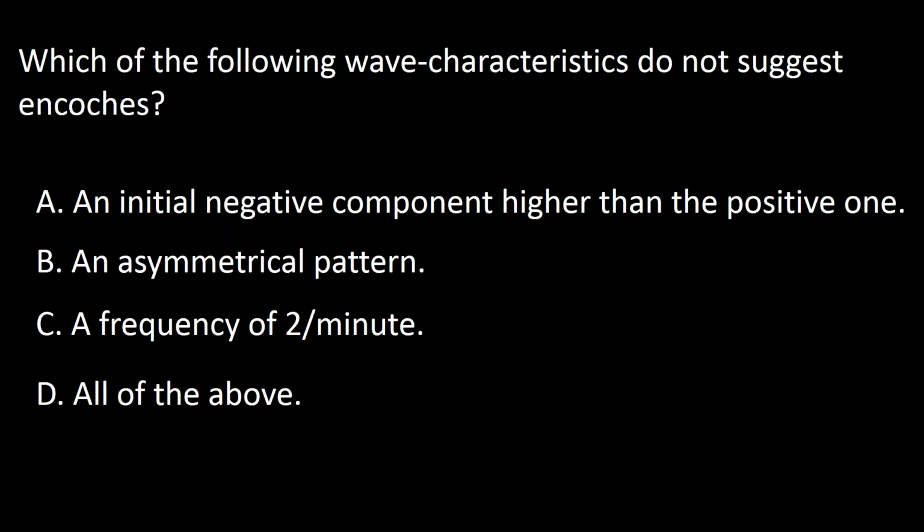The first question is, which of the following wave characteristics do not suggest encoches frontales? A. An initial negative component higher than a positive one. B. An asymmetrical pattern. C. A frequency of 2 per minute. D. All of the above.